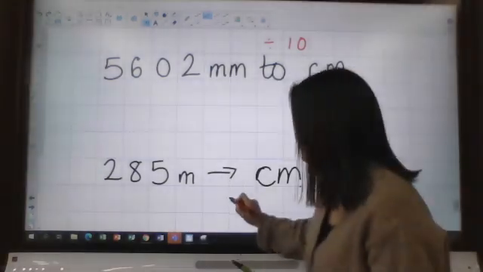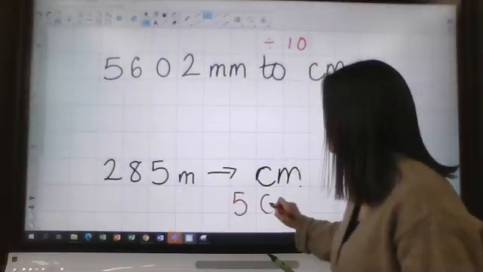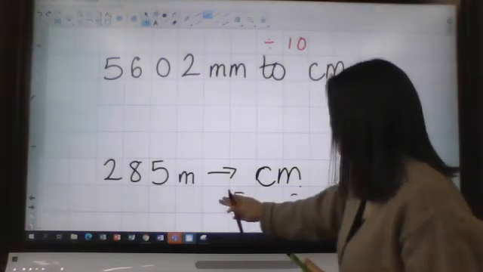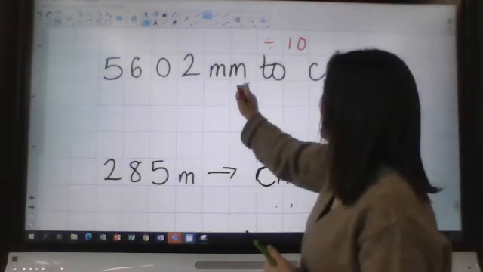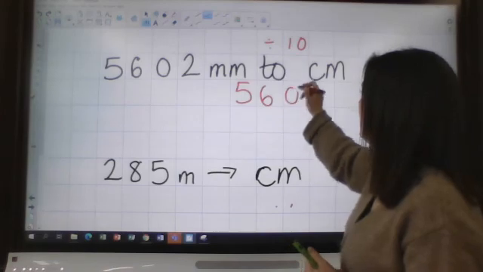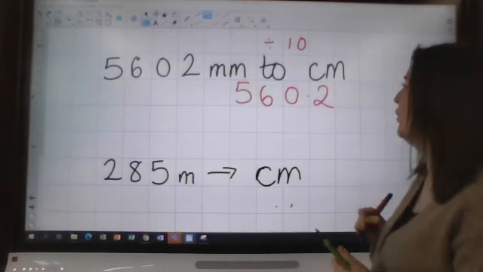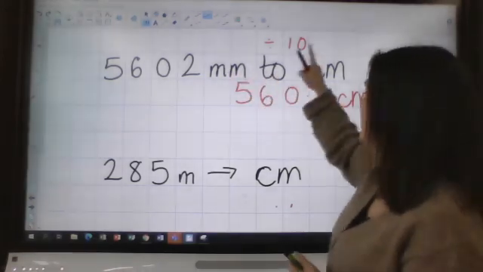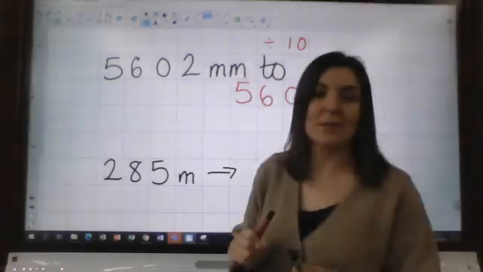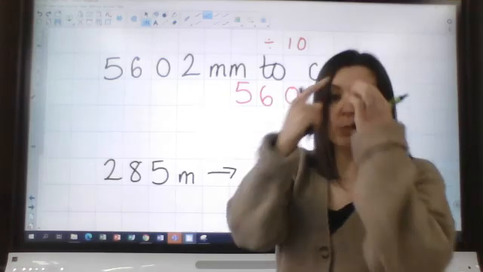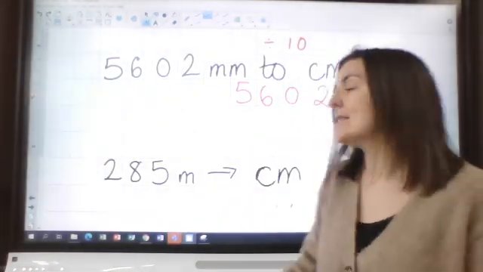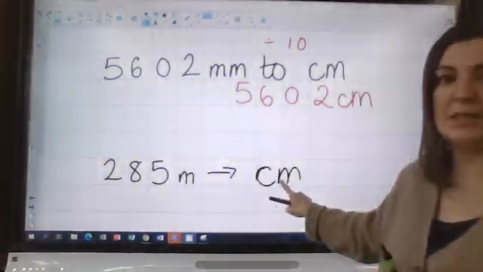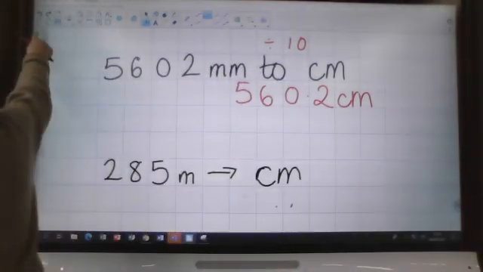Okay, so 560. Oh, that's the wrong one. 560.2 centimetres. Okay, so that is your millimetres to centimetres. So the next one then we are going to look at for your distance is metres to centimetres. So I'm going to go back to the chart.